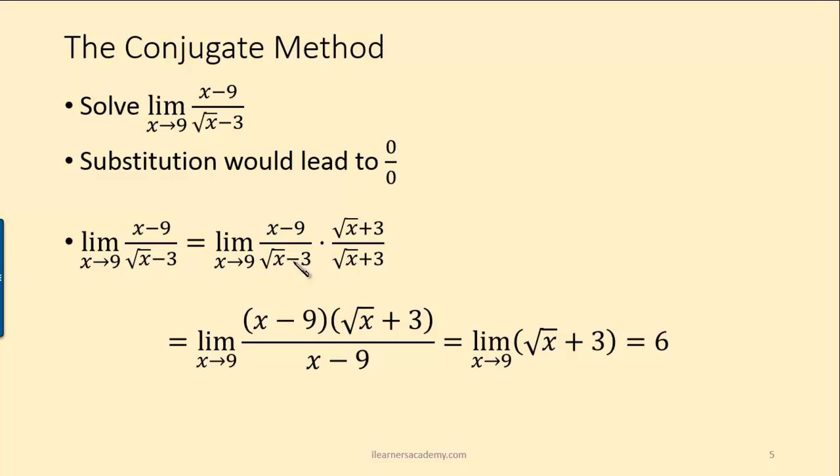This here, we can multiply out the denominator and we see that we get x minus 9, and up here we get the product of these two expressions. Simplification is possible here. X minus 9 divided by x minus 9 gives us 1, leaving us with this. And of course, now we can apply substitution directly. The limit of this expression as x approaches 9 is going to be 6. Square root of 9 is 3, plus 3 gives us 6. So the limit of x minus 9 over square root of x minus 3 as x approaches 9 is going to be 6.